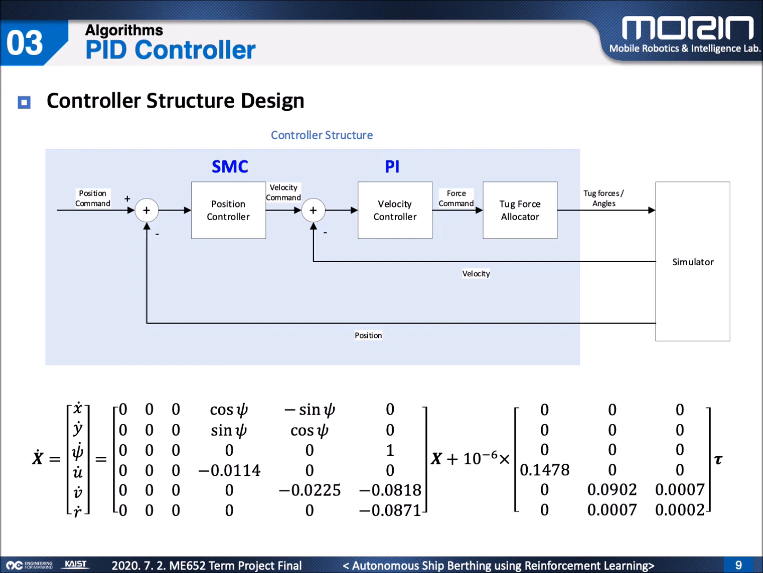As you can see in this formula, u is only controlled by X, and v and r are coupled with each other and are controlled by Y and N. And the first 3 rows represent the simple kinematics.